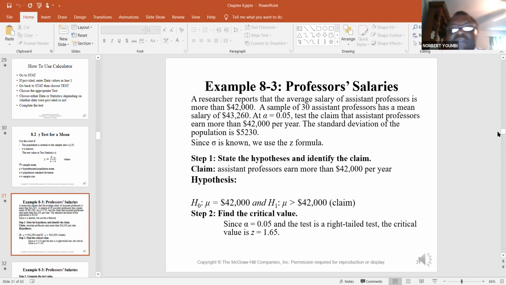So first we identify the claim. It is clearly stated here that the claim is the assistant professors earn more than 42,000. Because equality is not in this expression, it will be the alternative hypothesis, and the null hypothesis will be mu equal to 42,000. So alpha equal to 0.05 is a right tail test. We can look for the critical value.